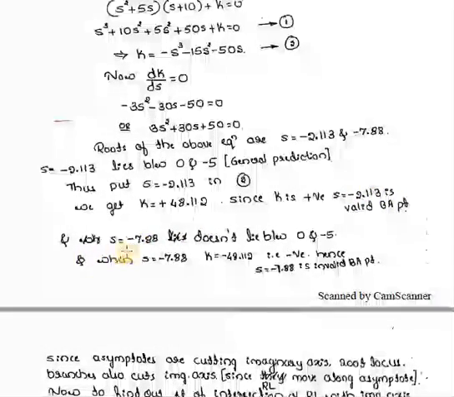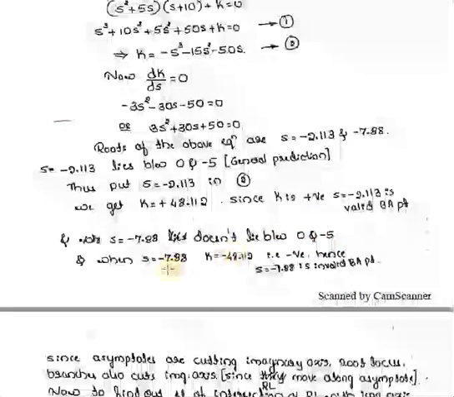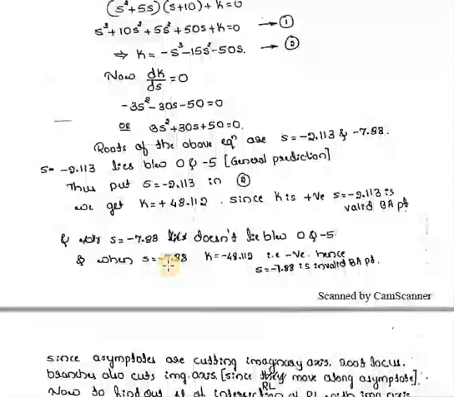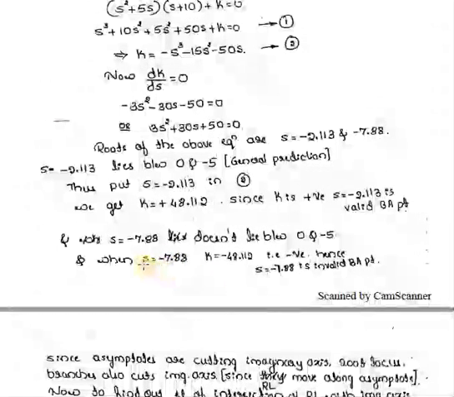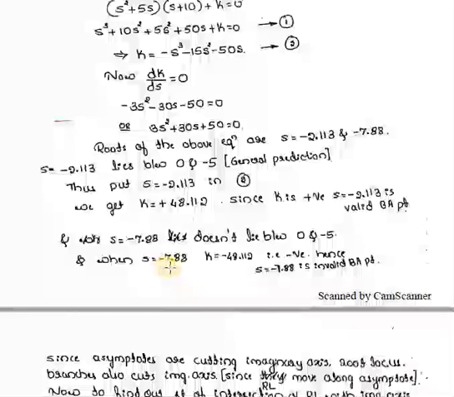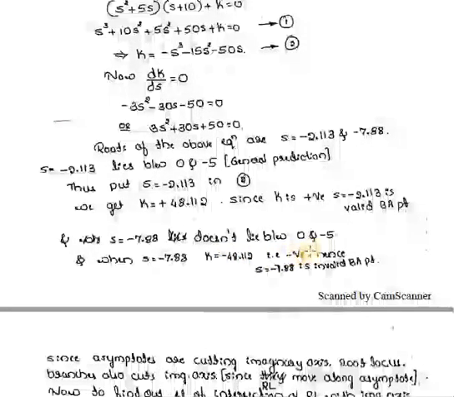If you consider s as minus 7.88, it already does not lie between 0 and minus 5 or after minus 10 from the general prediction. So straight away we can reject that point as not a valid breakaway point. But still, if you want to cross verify, substitute s as minus 7.88 in the k equation. We get k as minus 48.112. That is a negative value, so it is not a valid breakaway point.